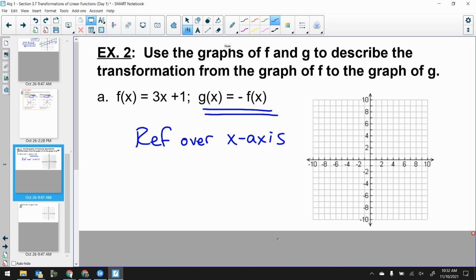Okay, so what is that telling us to do in our equation? That's telling us that g of x is negative f of x. Okay, negative, what's f of x? 3x plus 1. So it's the opposite of 3x plus 1. Negative 3x minus 1, yeah.